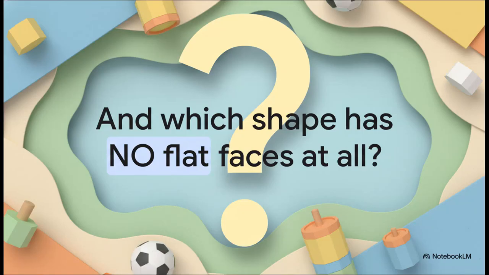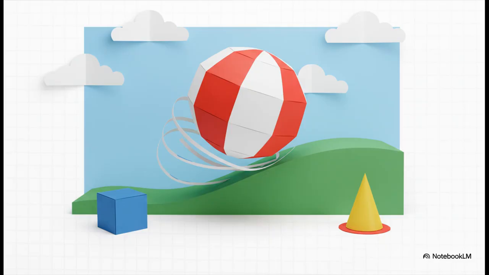Which shape is the complete opposite? Which one has absolutely 0 flat faces? It's the one that just loves to roll around. And the answer is the sphere. Of course. Our friendly little ball shape has no flat faces at all. Just one big, beautiful curve. You guys are getting so good at this.